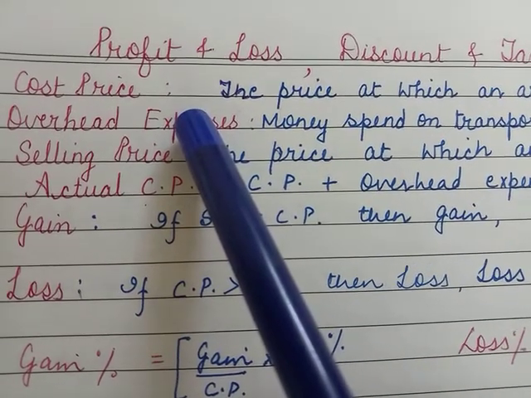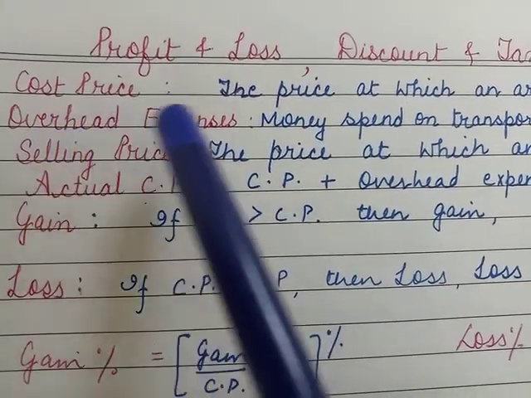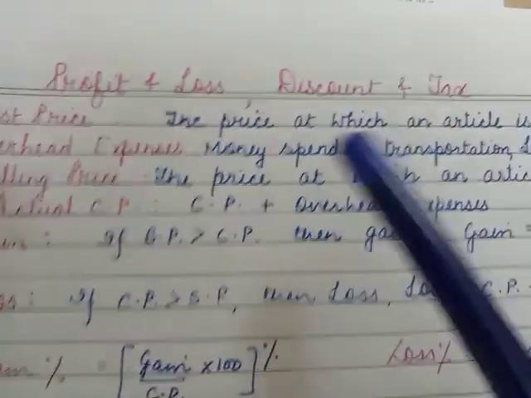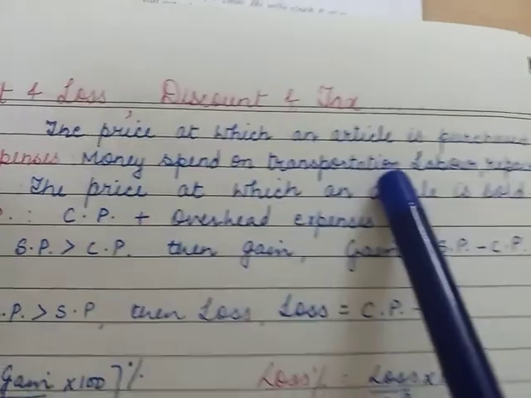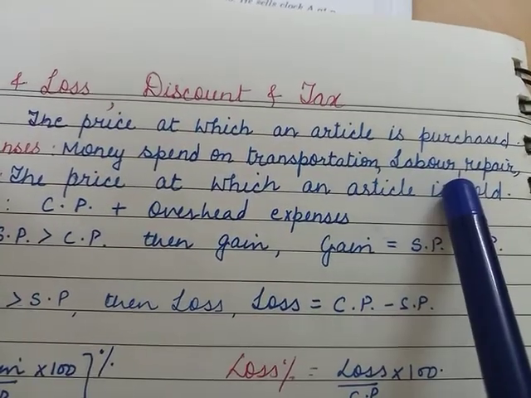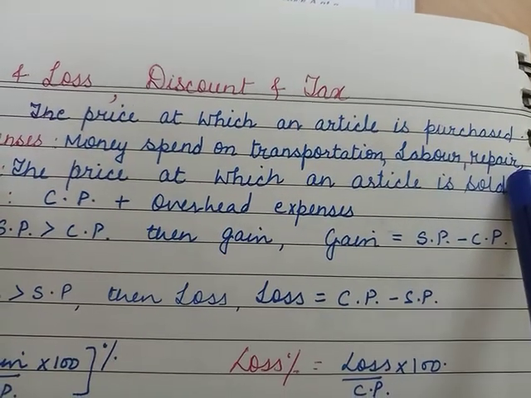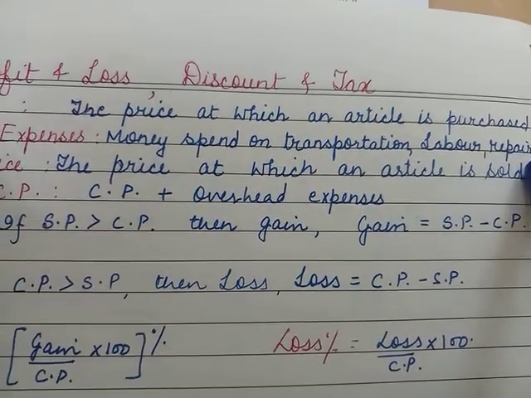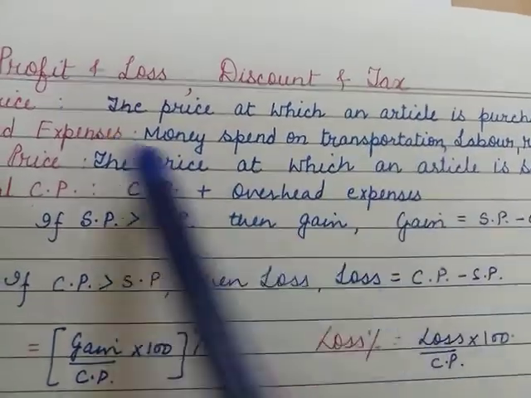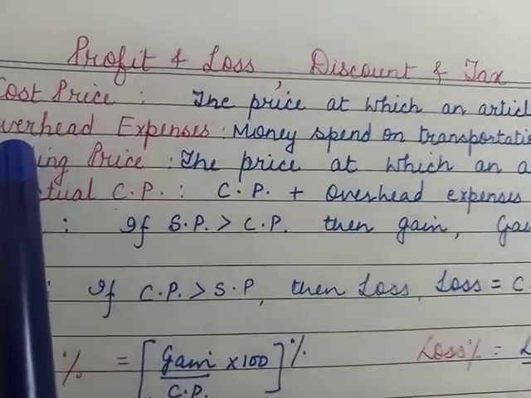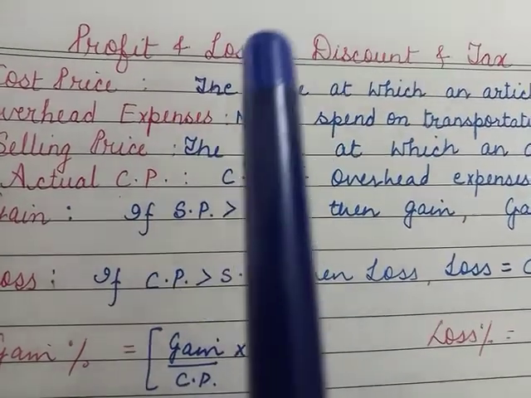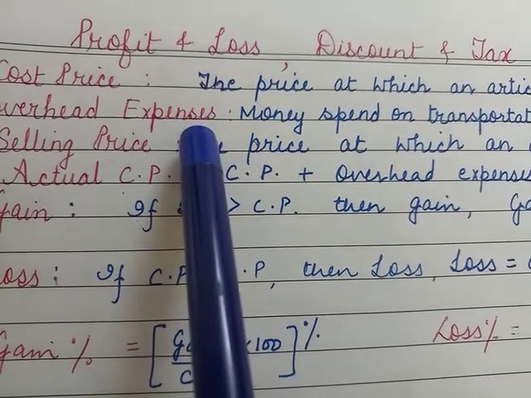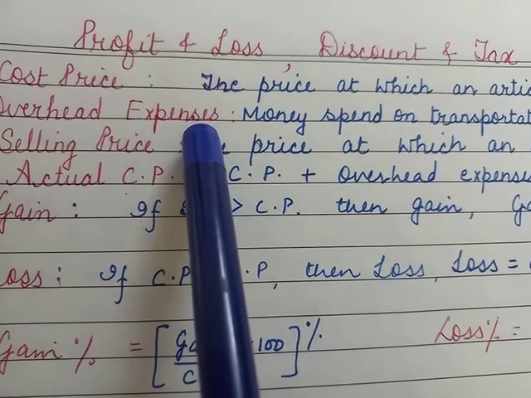Sometimes when we are dealing with heavy articles, or we need to transport the articles from one place to another place, then overhead expenses come. So money is spent on transportation, labor, or we are getting it repaired; the money spent on those expenditures is known as overhead expenses. That overhead expenses are a part of the cost price.